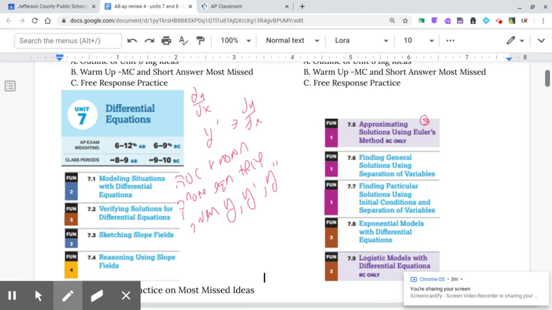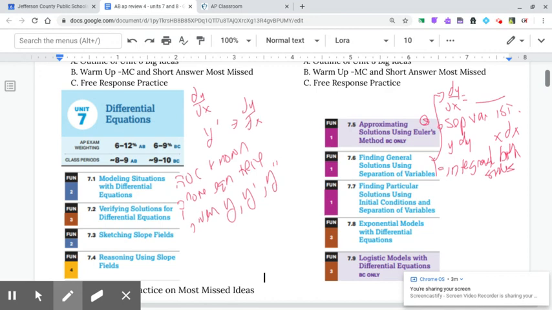Finding general solutions using separation of variables. Gosh, it's so crucial that if you have a differential equation, you separate the variables first. You've got to show that. Put y and dy on one side, x and dx on the other side, or whatever the case might be. That's got to be done first, all right? After that, you're going to integrate both sides. And when you do that, you have what's called the general solution, all right?